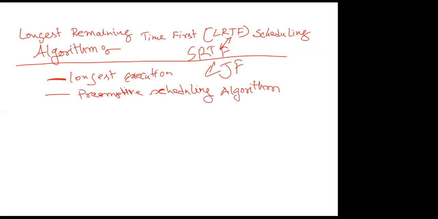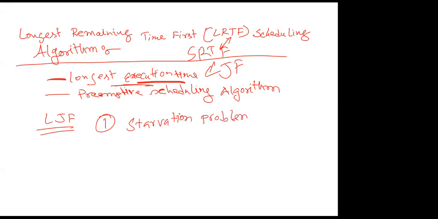So what would be the problems? It contains similar problems to the LJF algorithm that we learned previously. What are the disadvantages here? This is a priority based algorithm because it depends on the longest execution time or burst time. If it is a priority based algorithm, there is a problem called starvation. Starvation will, of course, be here. And second is the convoy effect.